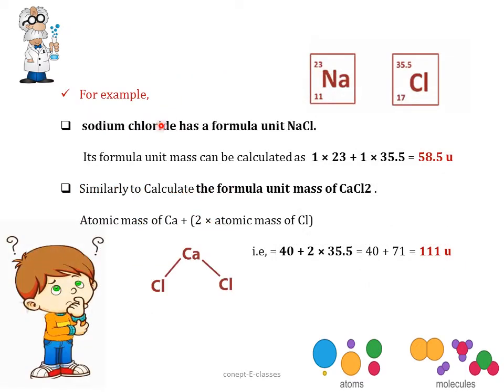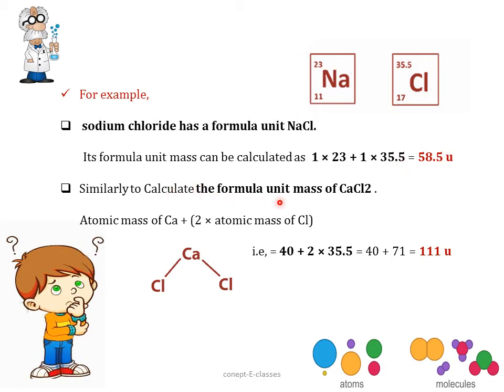Say for example, sodium chloride. We just now saw, right? It has a formula unit of NaCl, 1 atom of sodium, 1 atom of chlorine. So the formula unit mass can be calculated as 1 into 23, atomic mass of sodium is 23, plus 1 into chlorine, atomic mass is 35.5, which is equal to 58.5 u.